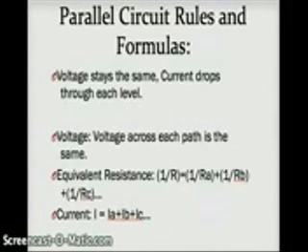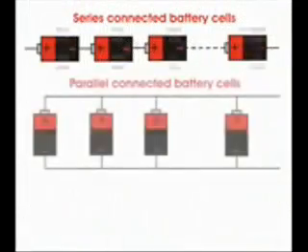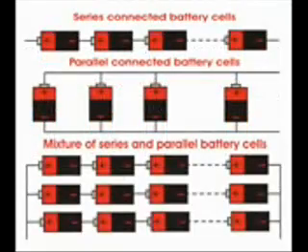Here are some things to know about parallel circuits. Unlike in series circuits, the voltage levels stay the same throughout. However, the current will decrease throughout the branches. These formulas will also be helpful to find the answers to certain word problems involving parallel circuits. Batteries can be connected in series, in parallel, and as a mixture of both series and parallel.